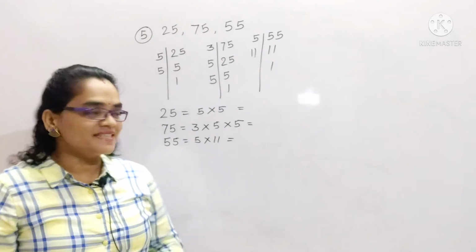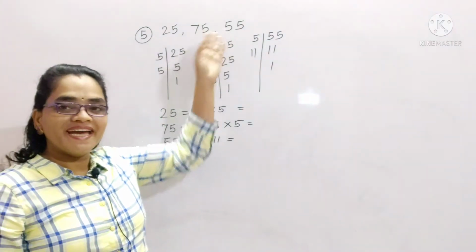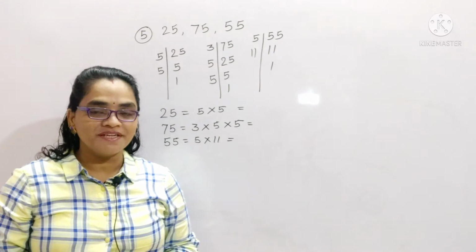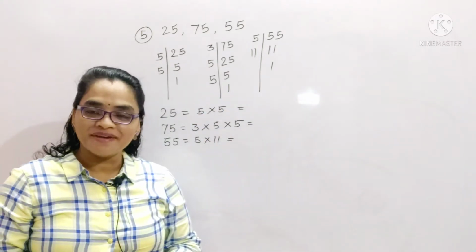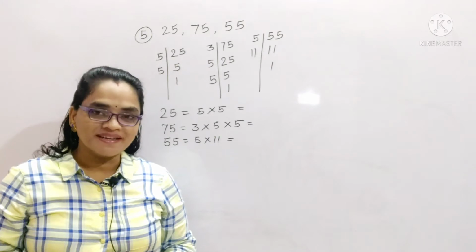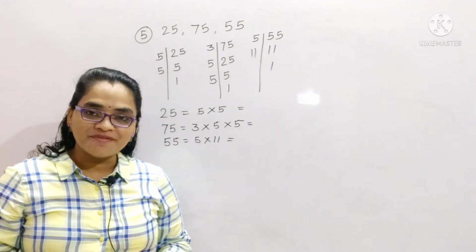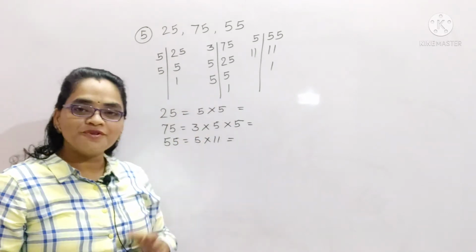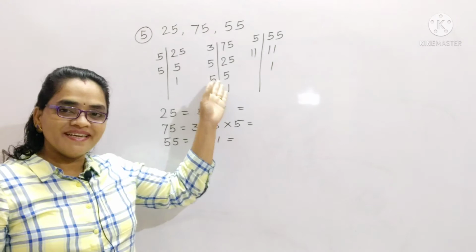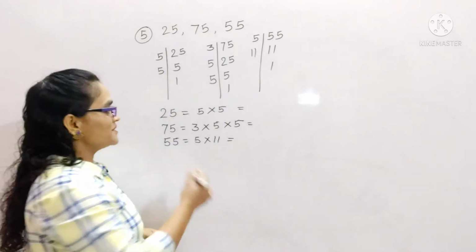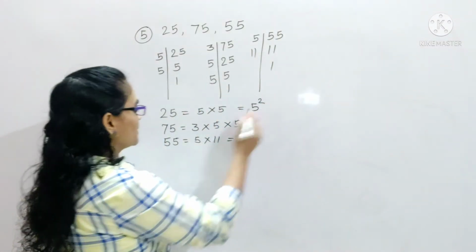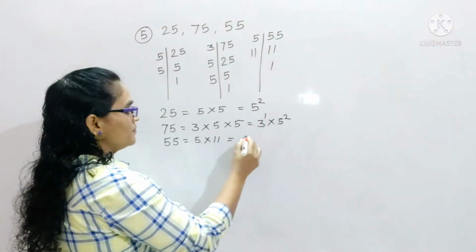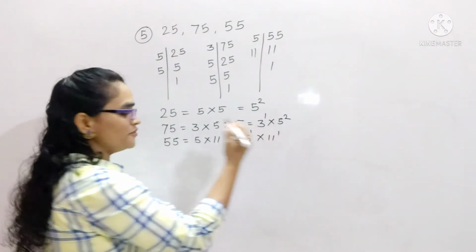What is the fifth example? See, 25, 75 and 55. First find prime factors of given numbers. Here I am directly writing the prime factors, because we have already discussed in detail how to find prime factors in the HCF by prime factorization method. So here I have already written it directly. Now see, 25 means 5 raised to 2, 75 means 3 raised to 1 into 5 raised to 2, and 55 means 5 raised to 1 into 11 raised to 1.